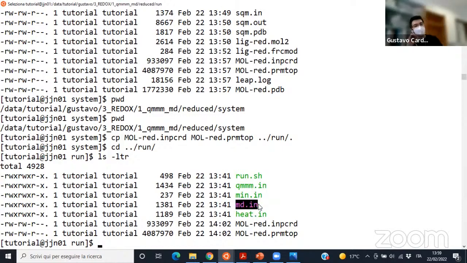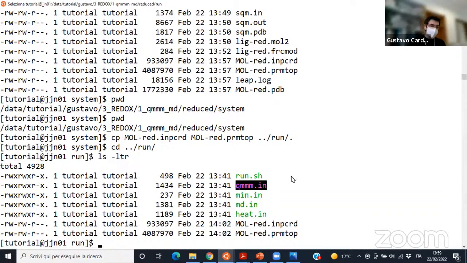Now, remember that in the previous tutorials, we called it production. Here, I just called it MD, just to distinguish it from the QMMMD, okay? So in practice, like if we were performing 2 productions, one classical MD production, that is one with a classical force field, and the second one with the QMMM production.